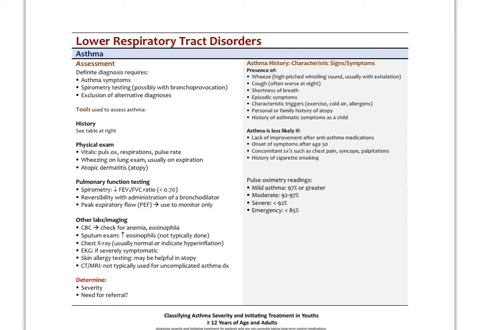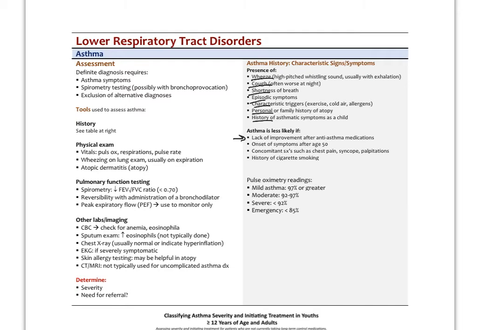So I'll talk about that, but basically we can look at the history, again, presence of a wheeze, cough, usually worse at night, shortness of breath, episodic symptoms, having characteristic triggers like exercise, cold air, personal or family history of atopy, and then history of asthmatic symptoms as a child. Now, less likely it's going to be asthma if there's lack of improvement from anti-asthma medications.